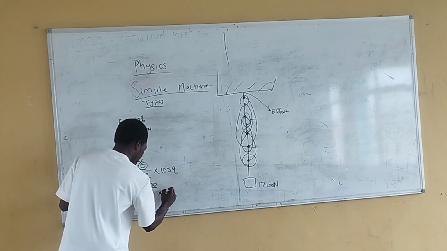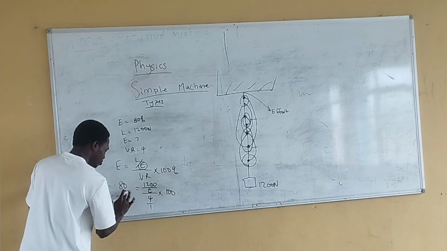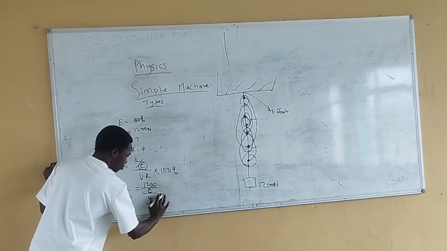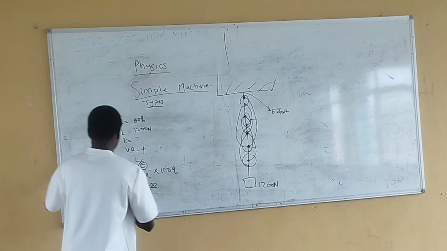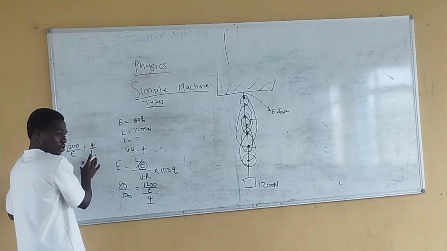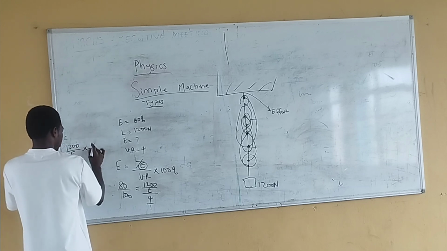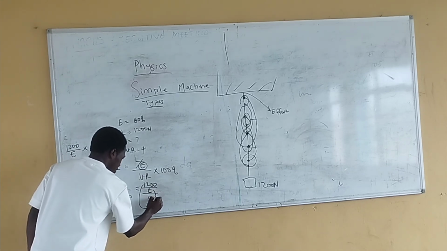Multiply by 100. If you do 80% like this, you multiply by 100. But if you remove it like this, remember 80% is equal to 80 over 100. To solve this fraction, you can do 1200 over E divided by 4 over 1, then rotate it and multiply by the reciprocal, 1 over 4. Or simply you can do far and far, near and near.